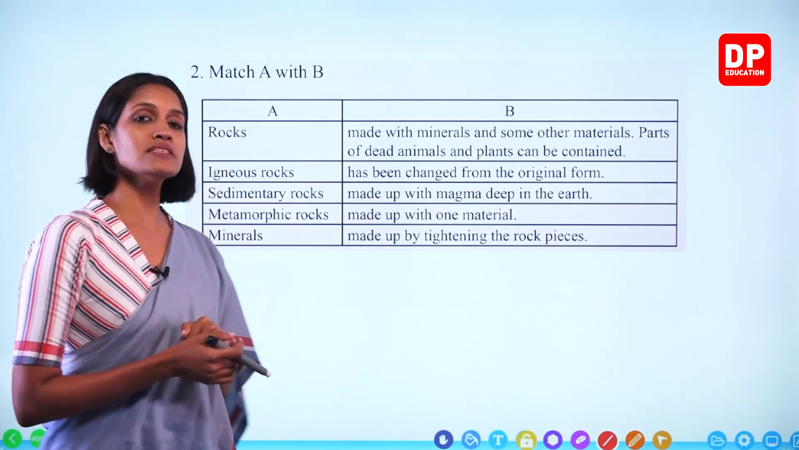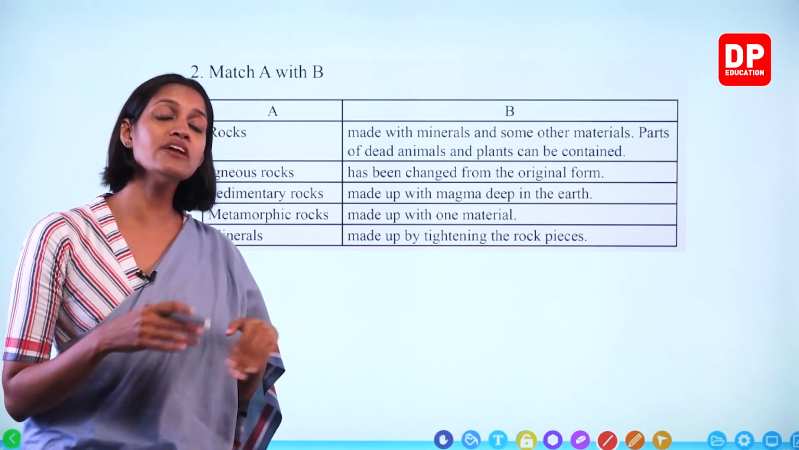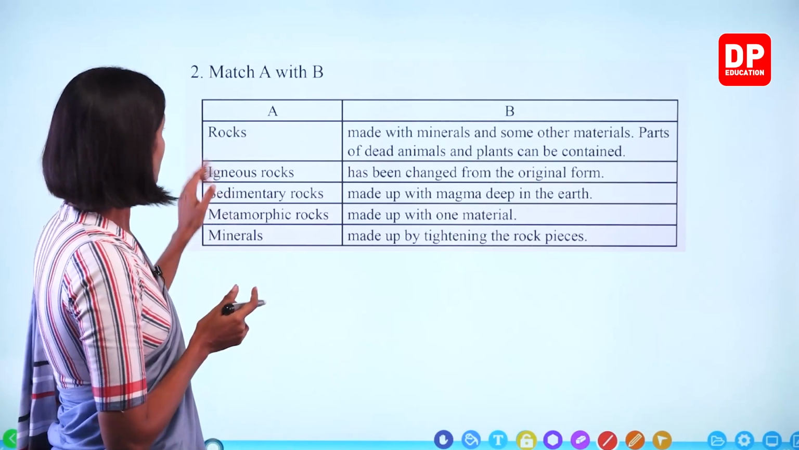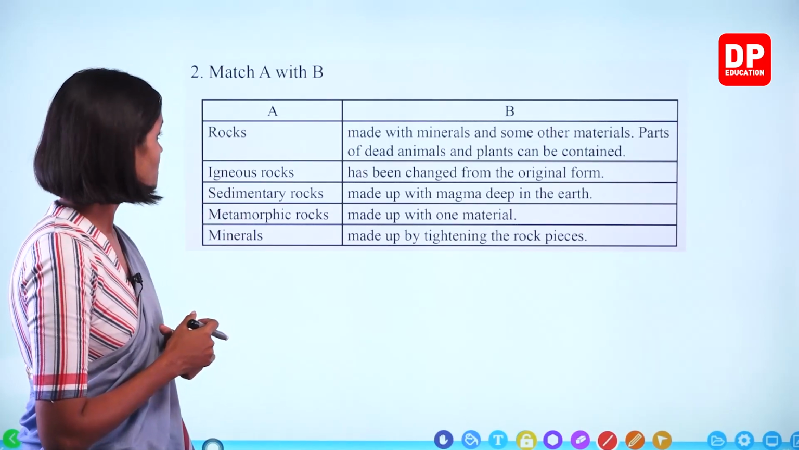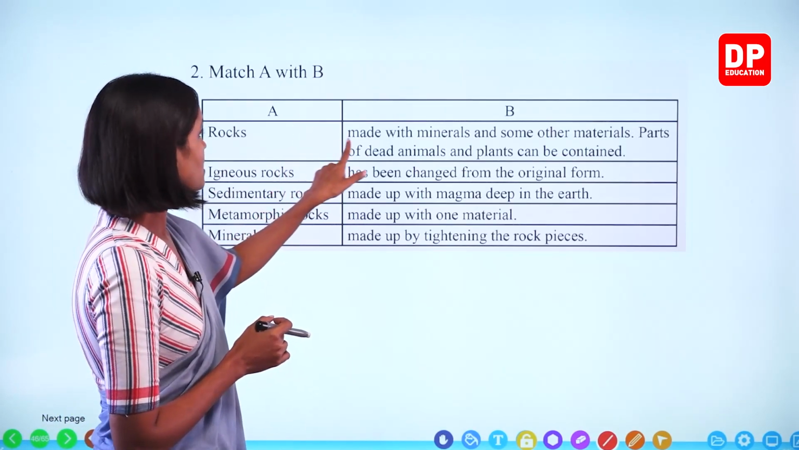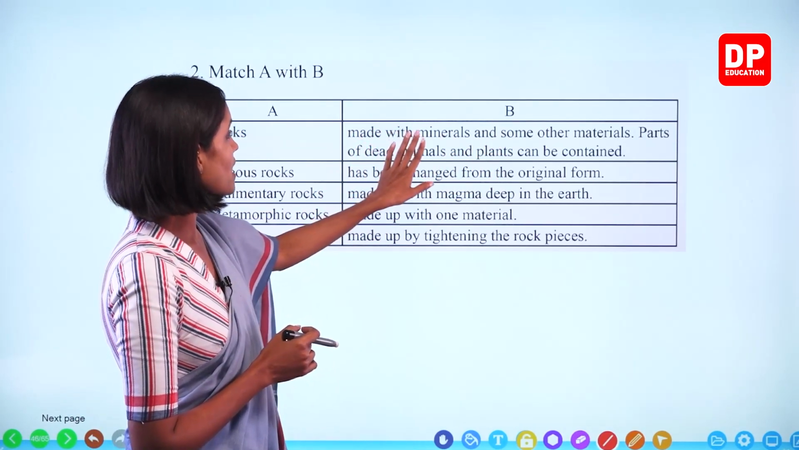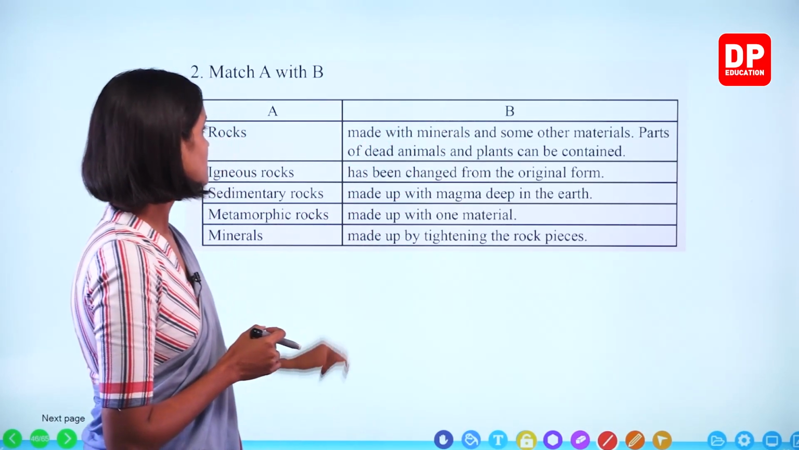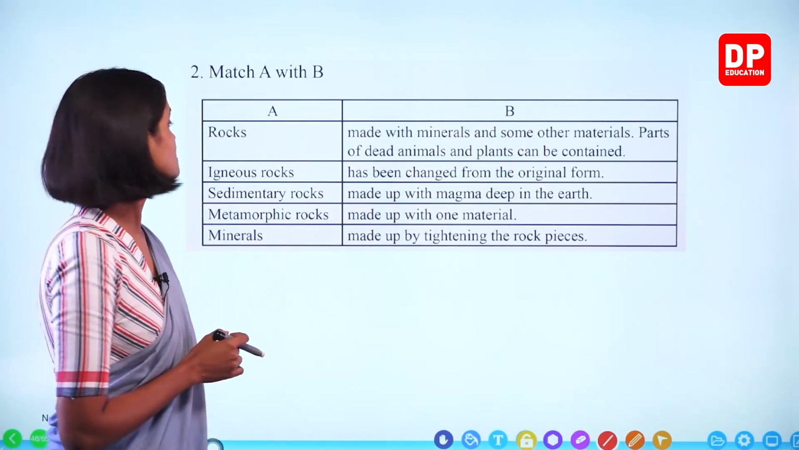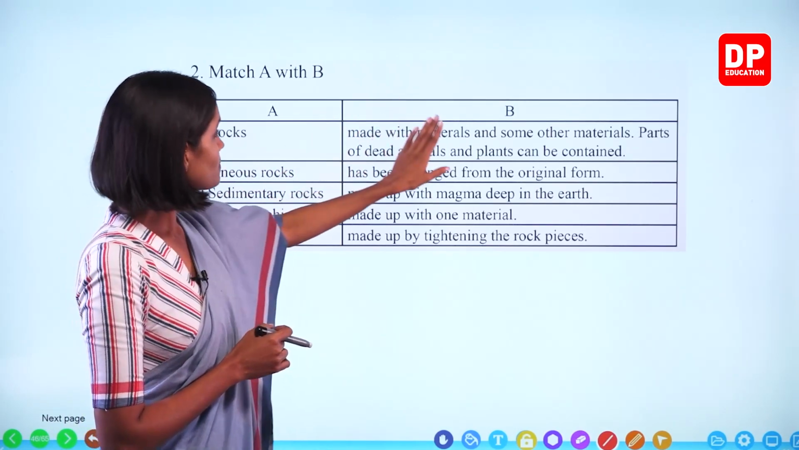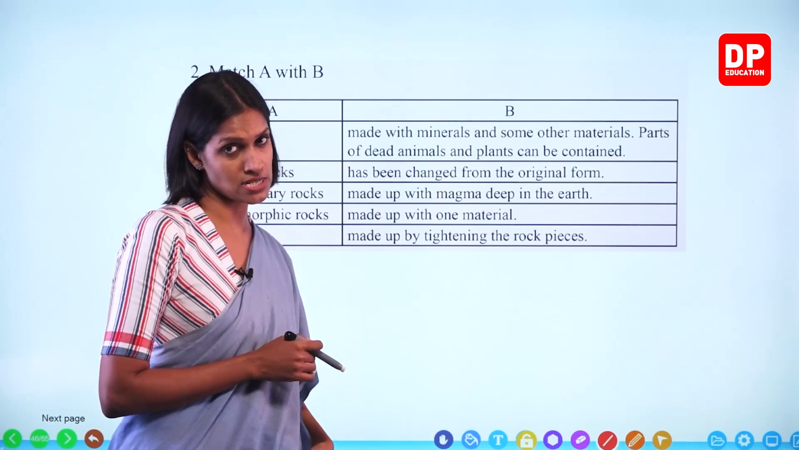Right? When you consider rocks, they contain different types of substances, okay? And they do not have a definite geometrical shape. So here we'll see, made with minerals and some other materials. Part of dead animals and plants also can be contained. Made with minerals and some other materials, which means made with many materials. Therefore, rocks are made with minerals and some other materials, and parts of dead animals and plants also can be contained.